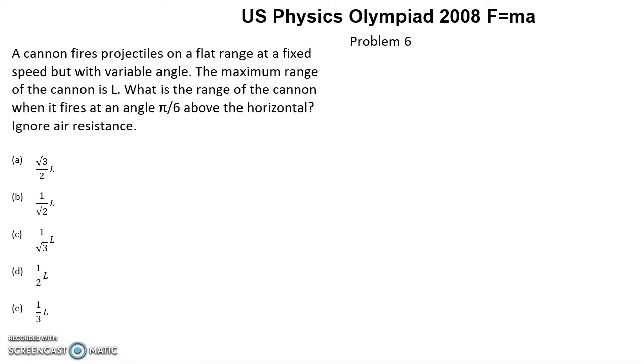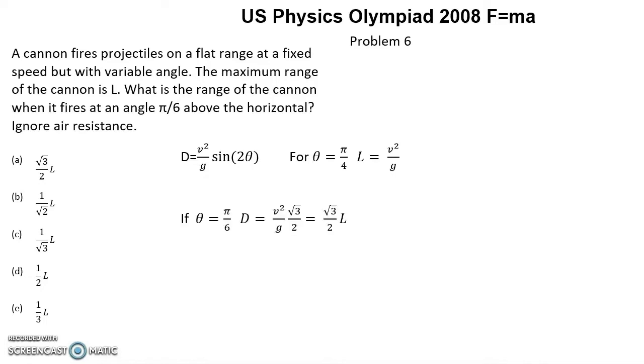Solution. We know that the range for cannon equal like this. D equal V square over G multiplied by sine of double angle theta. Maximum range we have when theta equal pi over 4. So it means that sine equal 1. And what happened when we have angle pi over 6? In that case, we have D equal V square over G multiplied by sine pi over 3, which is root 3 over 2. So it means that total solution will be root 3 over 2 big L, which is A, correct answer.